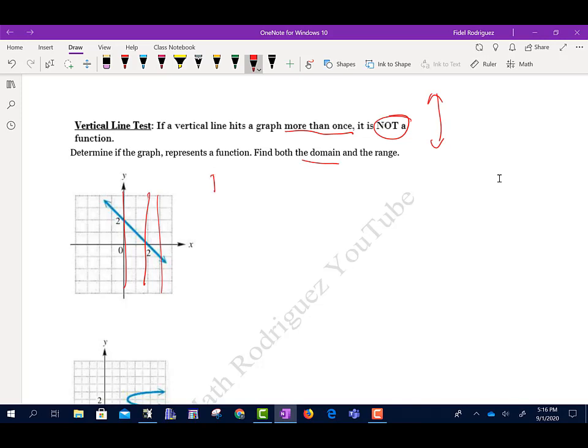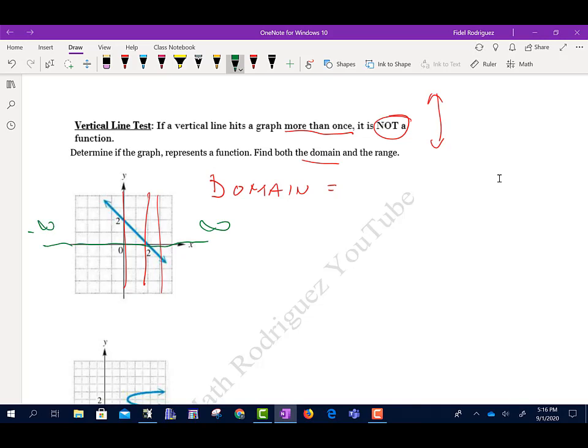Now let's find our domain. Okay, remember what we said. The domain is a set of the x values, right? So remember, think about this. I mean, this really is a number line. So remember when we were doing our inequalities and I said that's infinity and that's negative infinity?